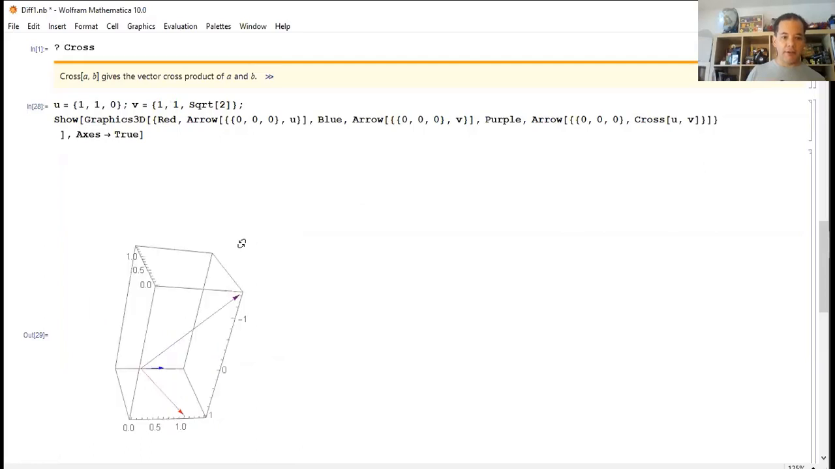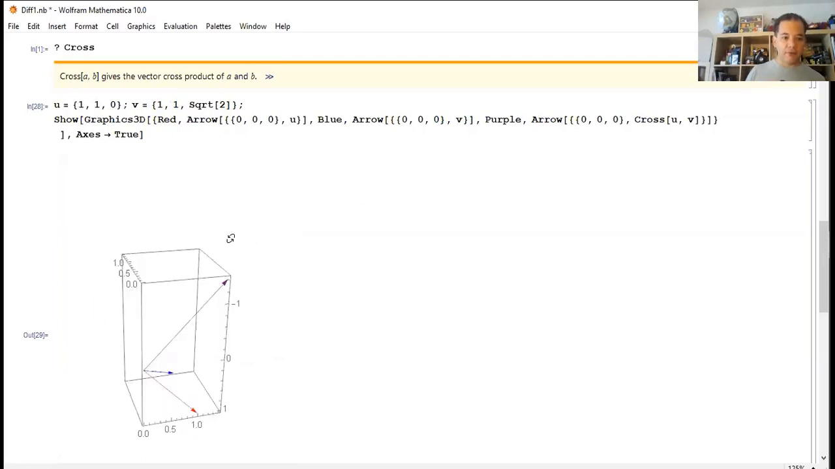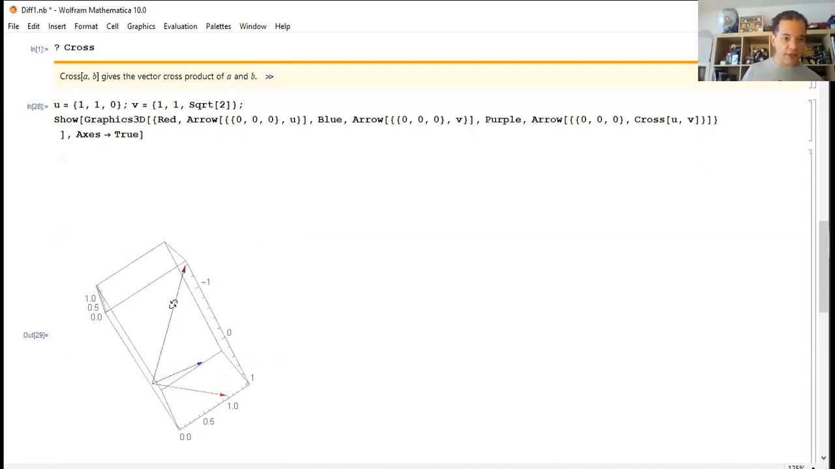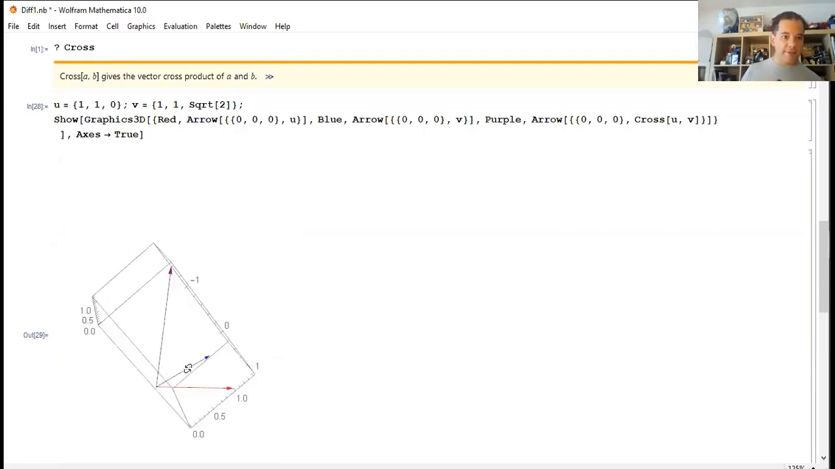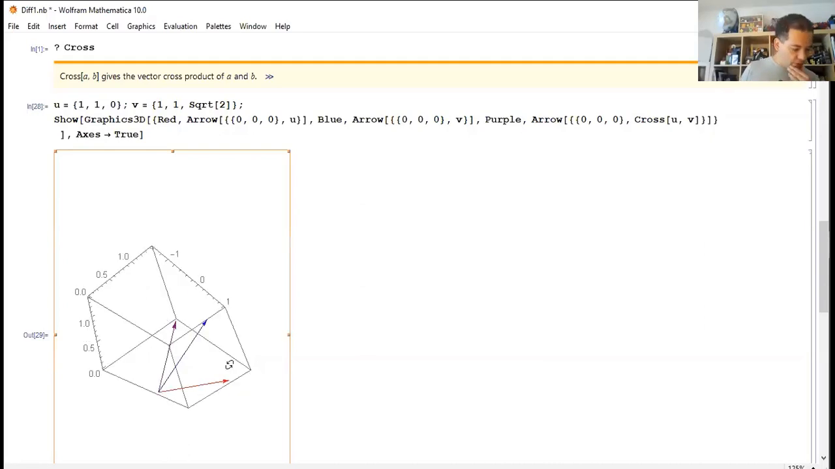Okay, so there's the 1, 1, 0 and 1, 1, square root of 2. This time the blue vector actually has a little bit of a height, right? The red one has height 0. The blue one has a little bit of height. It has height square root of 2, right? Okay, probably this is the better one.